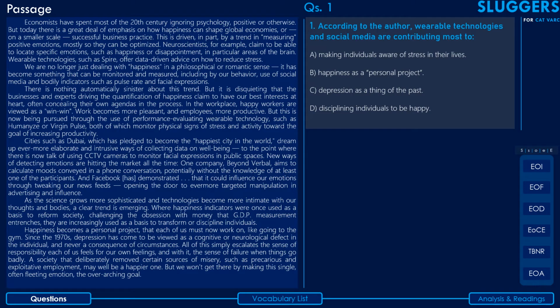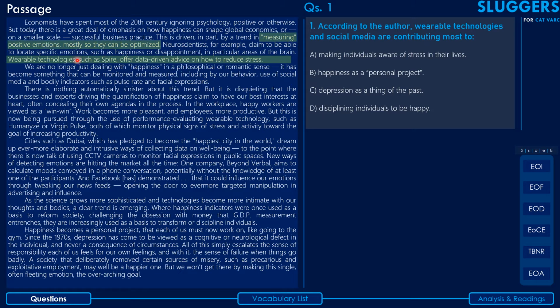Okay, guys, so let's start with the questions now. The first question says, according to the author, wearable technologies and social media are contributing most to which of these? You're supposed to complete this sentence with one of these options. The question stem basically relates to contributions of wearable technologies and social media. Now, there are multiple points of reference where these items have been mentioned, and let me just point out some of them to you.